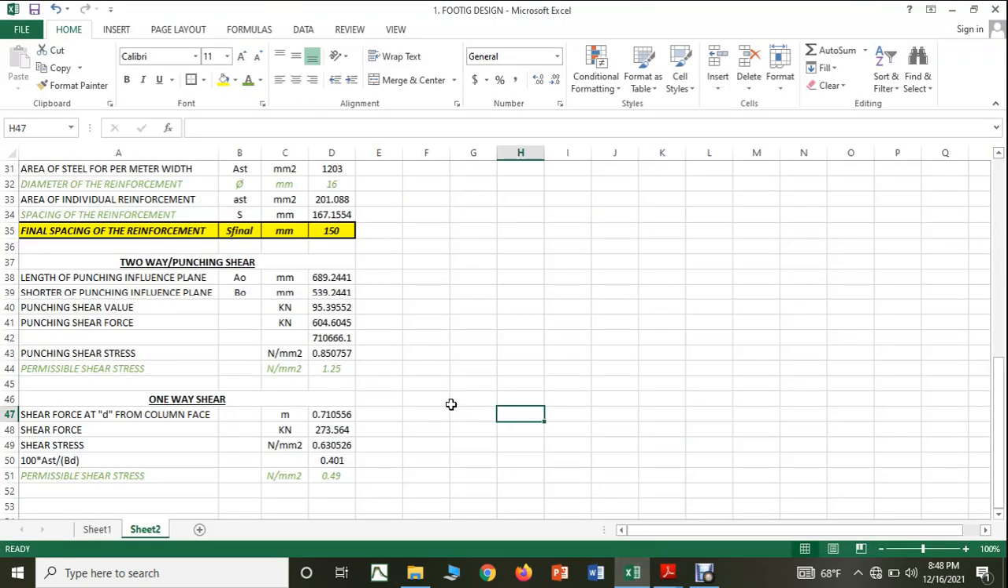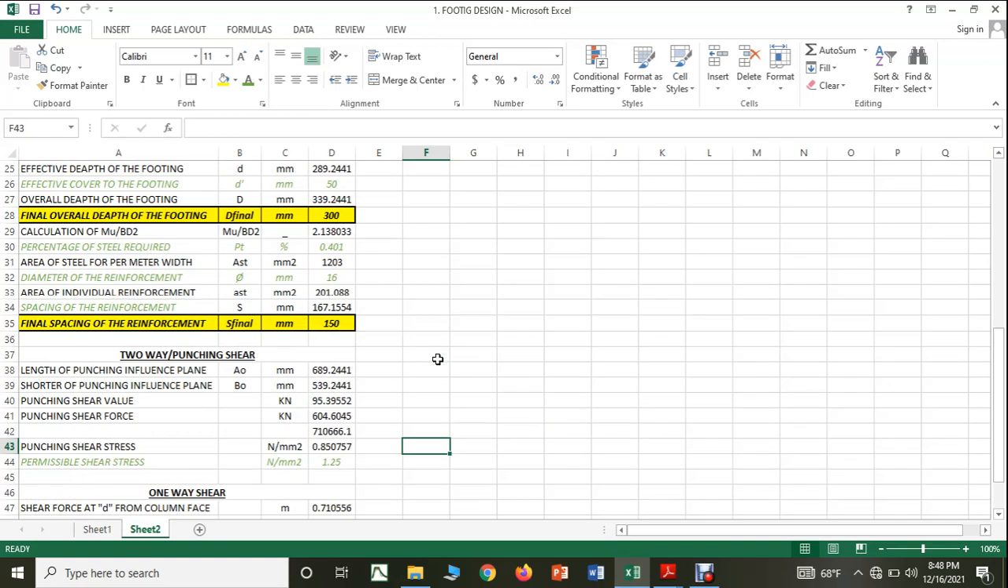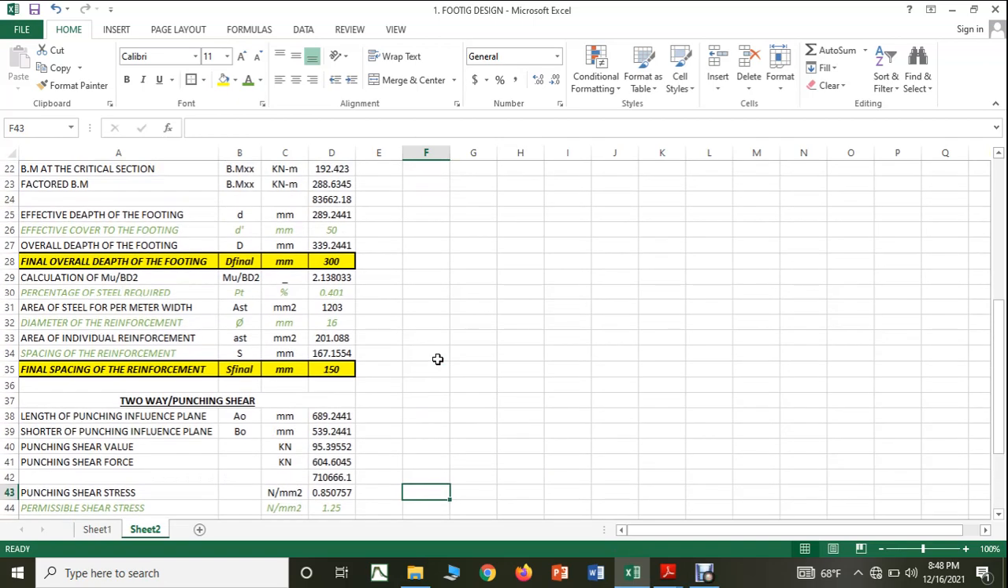That is how the actual design is done, that we will see in the next video. In this video I have just explained how your Excel sheet has to be designed. In the next video we will see how your actual design will be done by getting the values from the software.